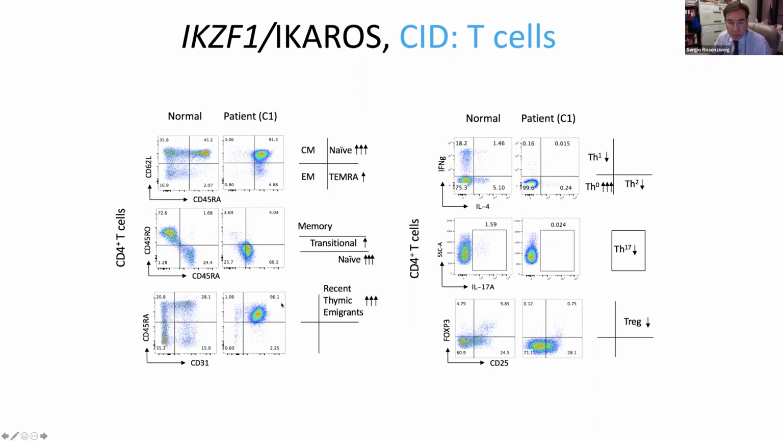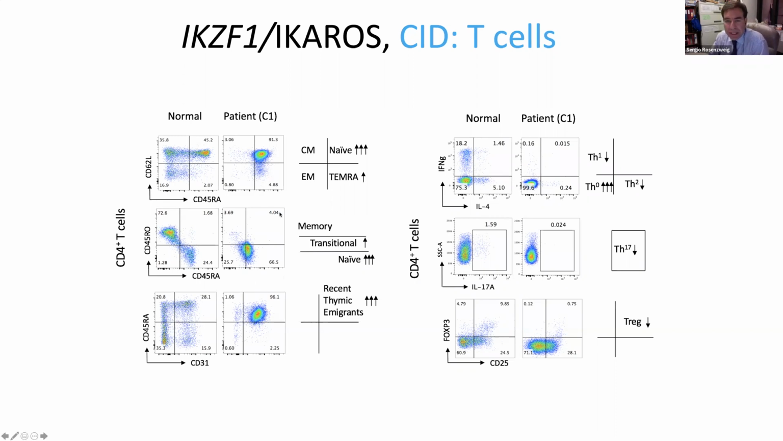And I will show you an experiment that shows that. But these are tests that you can do in your facilities. And so yes, these patients behave as a severe combined immune deficiency, and all the cells were naive and recent thymic emigrants, but they are not working very well.